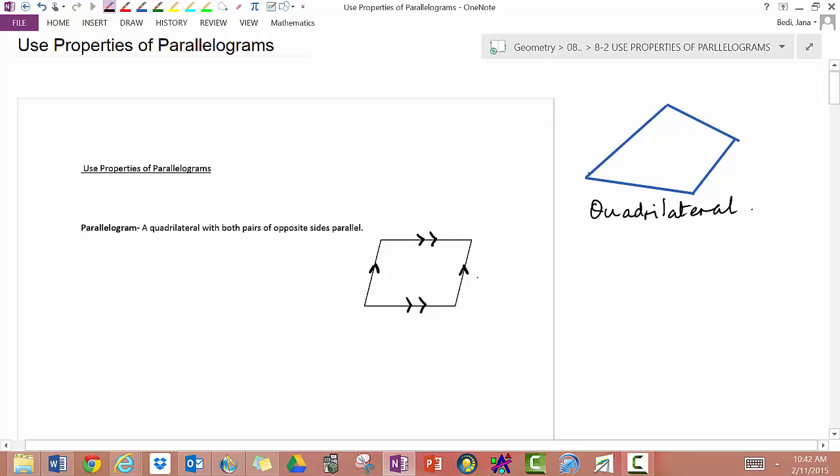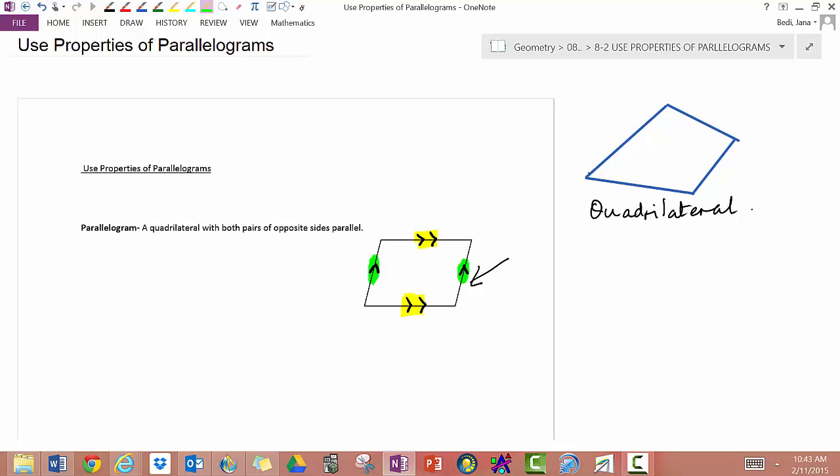Over here we have a quadrilateral in which opposite sides are parallel. You will notice that we have double arrows here and we have single arrows here, and that just tells you which side is parallel to this. So by definition, if you have both pairs of opposite sides of a quadrilateral parallel to each other, then that is a parallelogram.